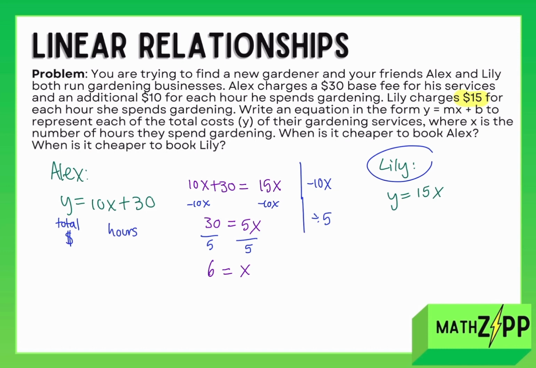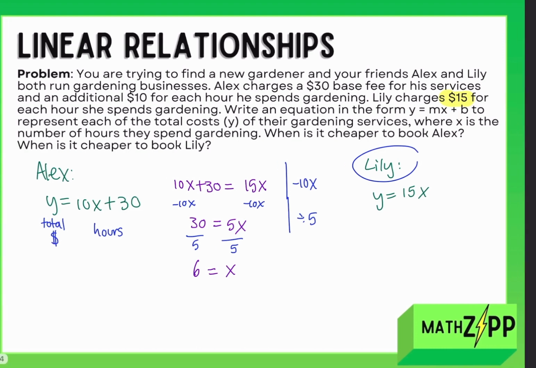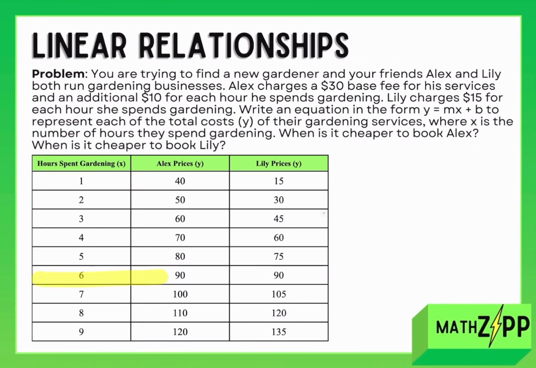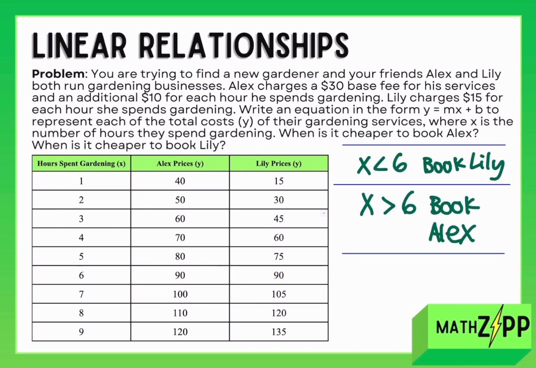We can check this using our equation, but in our case we have a table. So let's verify it. Here we have 6 hours where they're both equal to $90. We said any less than this and Lily would be cheaper. At 5 hours, Alex is $80 and Lily is $75. So Lily is cheaper. However, at 7 hours, Alex is $100 and Lily is $105. So Alex becomes cheaper.